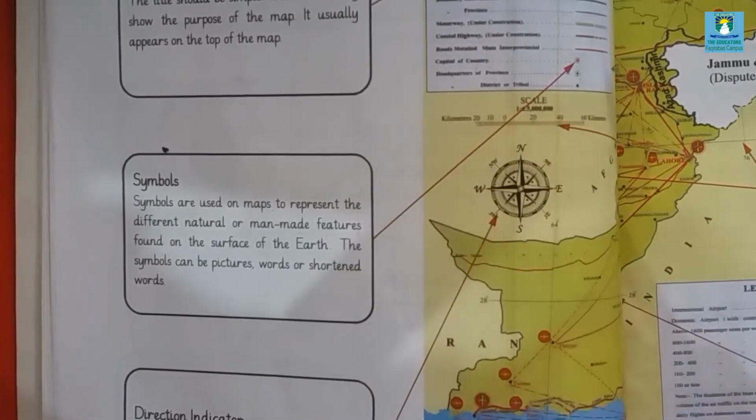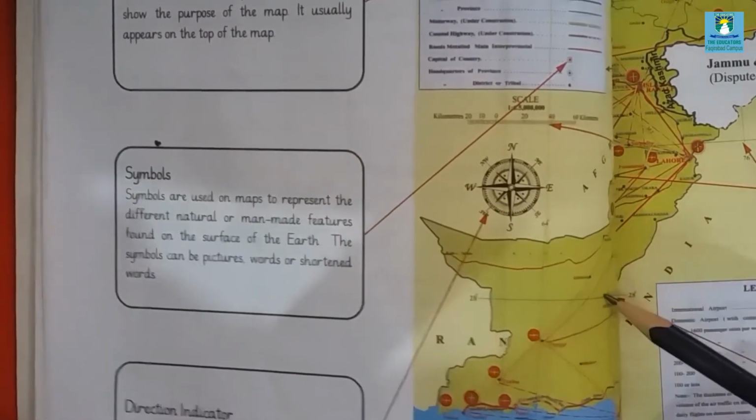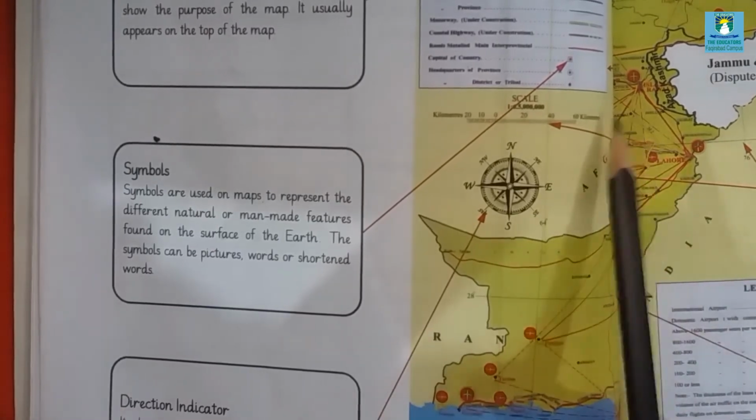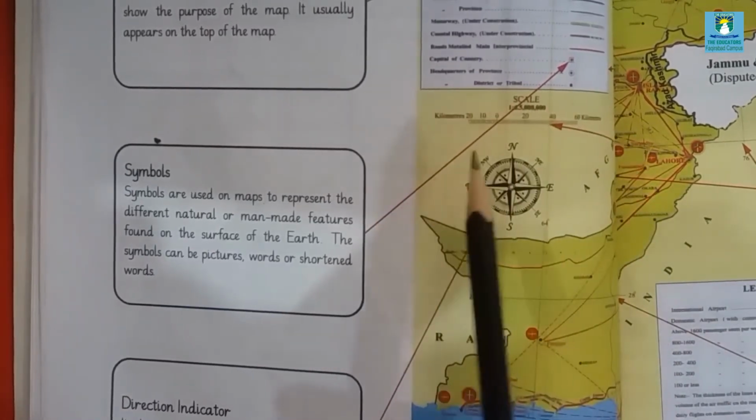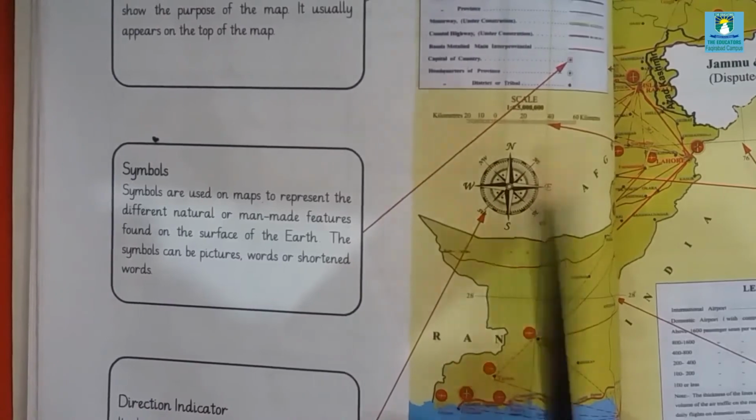For example, if we are going to find out the distance between two areas, two cities or two countries, the scale shows us the distance in kilometers. For example, 20 to 60 kilometers, etc.